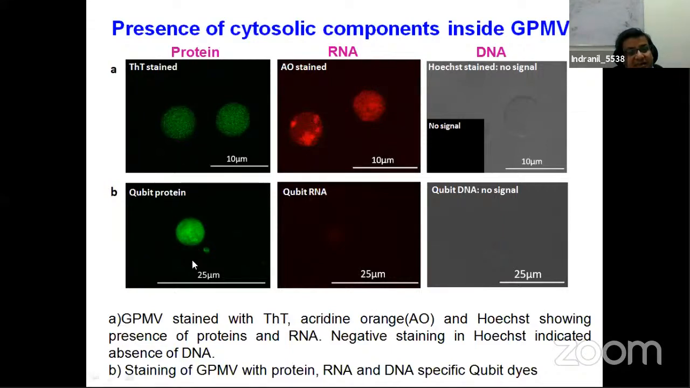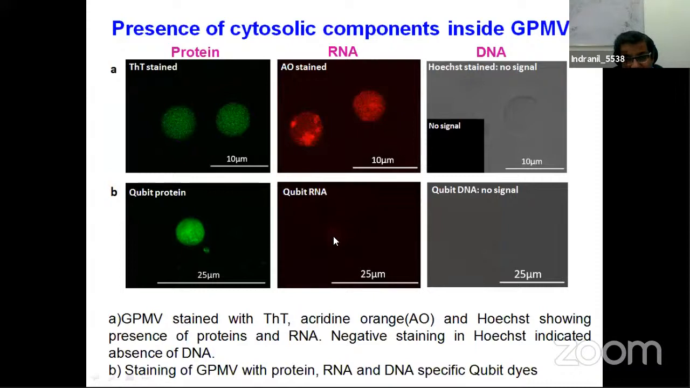We find the signals there, so that means it contains the protein. Then we stained it with acridine orange and checked it at the appropriate wavelength. There we find that acridine orange is a marker for RNA, and we find the presence of RNA inside. Similarly, we go with the Qubit RNA, and we find the signal here as well.